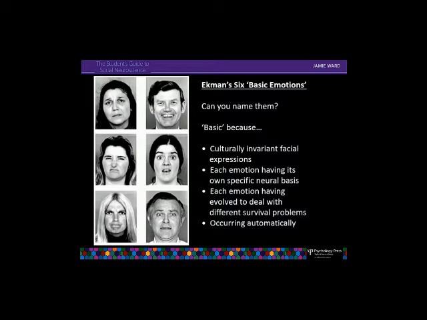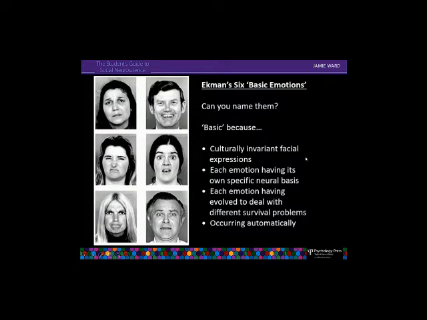So let's go through them. What's this one here? Sad, happy, disgust, yeah. What's this one? Surprise, anger, and fear. So he bases evidence primarily on facial expressions, that they're culturally invariant.